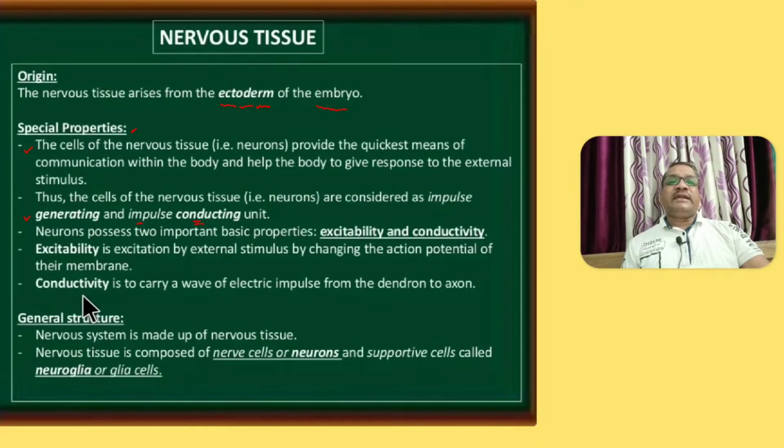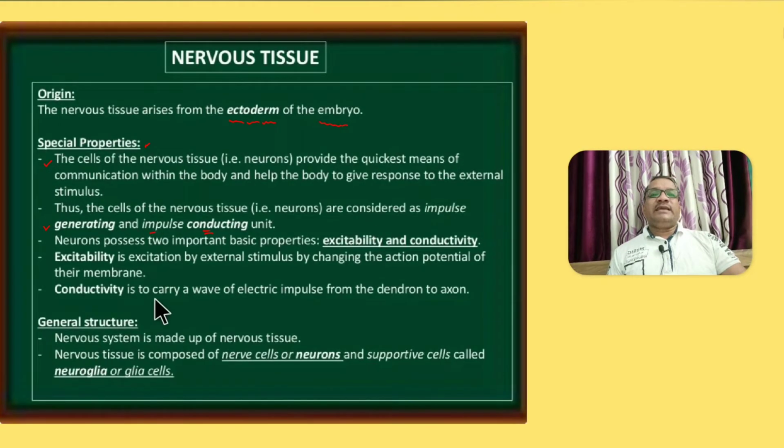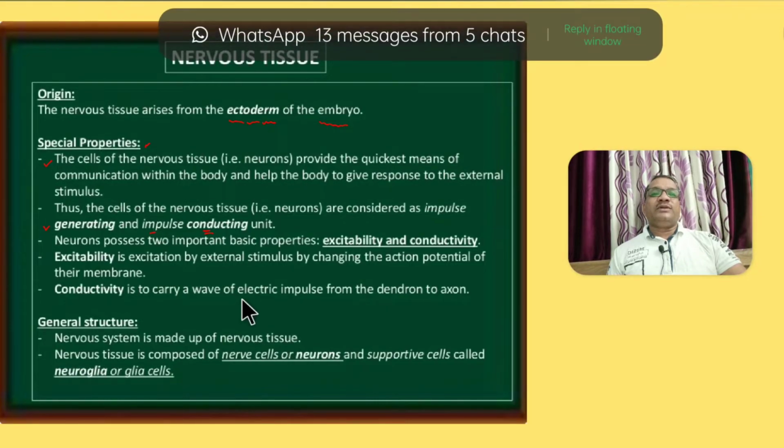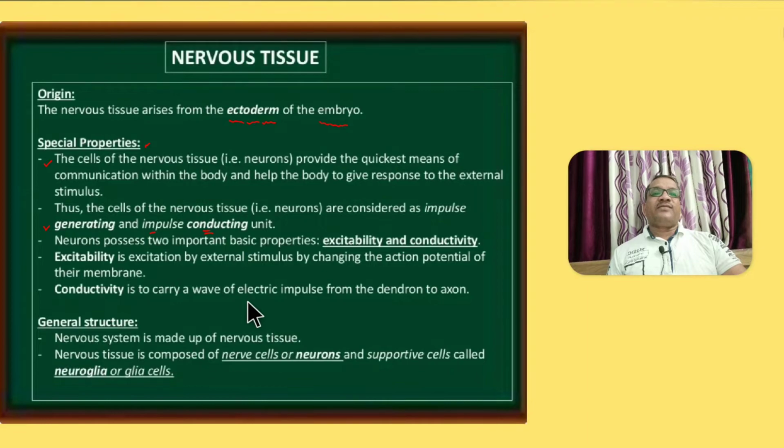The second was conductivity, which means what? It is to carry a wave of electric impulse from the dendrites to the axon. So, the impulse is passed through a wave of electricity from these dendrons to the axons.